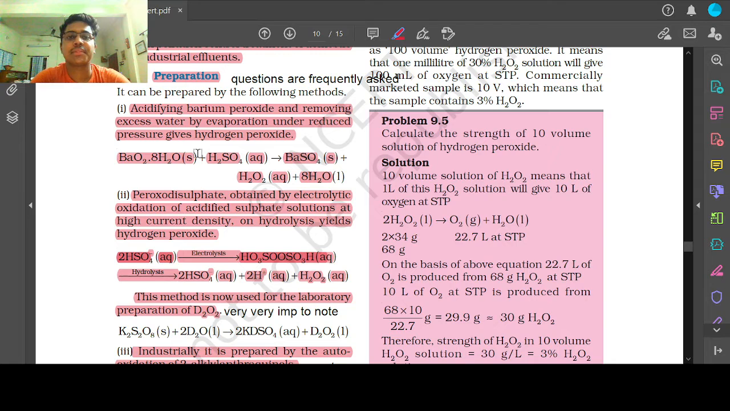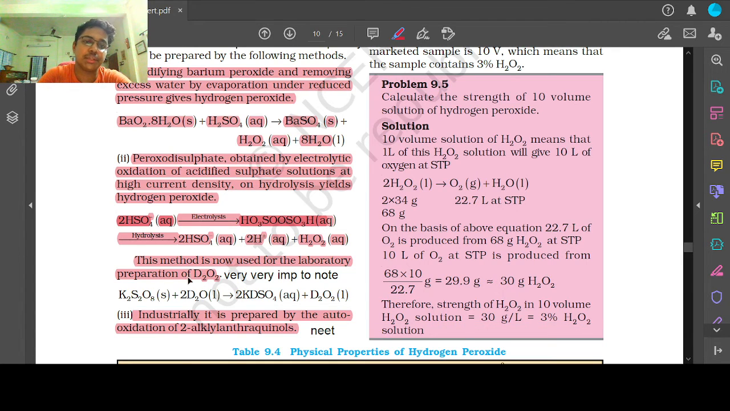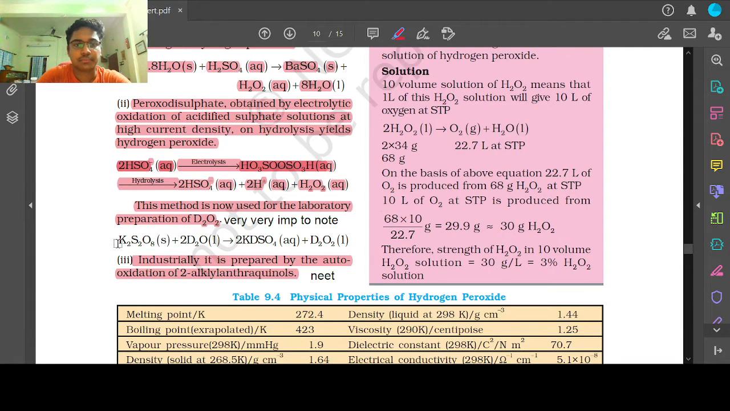Done. Now comes the preparation of D2O2, mainly the laboratory preparation of D2O2. Peroxidosulfates are obtained by the electrolytic oxidation of acidified sulfate solutions at high current density, and on hydrolysis they yield hydrogen peroxide. This method is now used in the laboratory preparation of D2O2. D is heavy hydrogen.